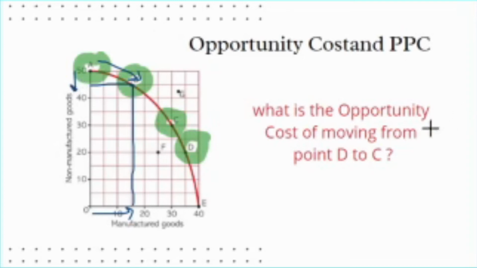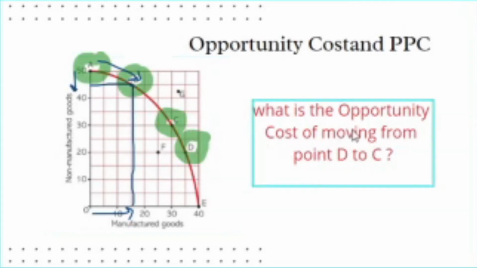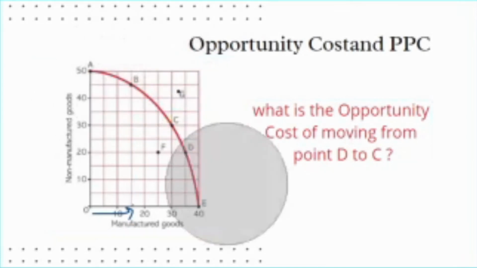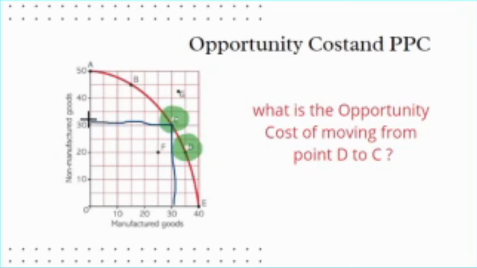Now let's look at our question. What is the opportunity cost of moving from D to C? So point D is here, point C is here. Now the first thing we need to do, if you get a question like this in your examination, is find out at point C how many units of non-manufactured goods and manufactured goods we are producing. So at point C, we are producing 30 units of non-manufactured goods and 30 units of manufactured goods.